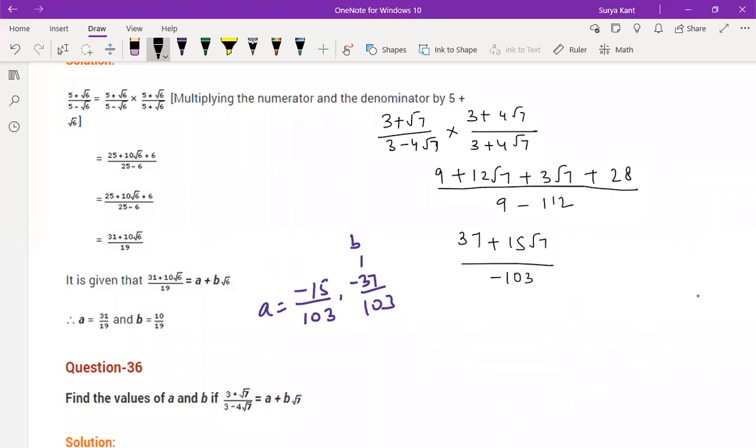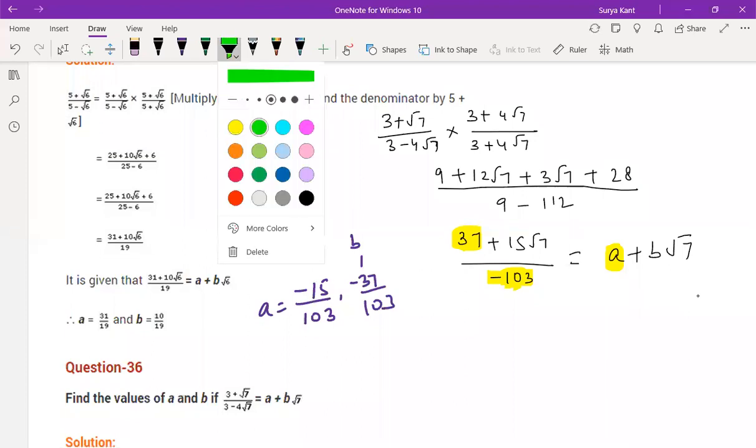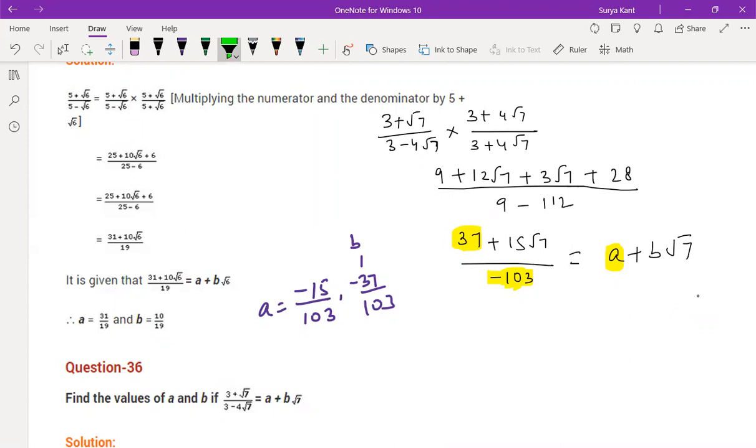So in the question they are asking for A plus B root 7. So A should be equal to minus. Shriyanvi, where are we making a mistake then? Here A is minus 37 by 103. He is getting the same answer that I am getting. Shriyanvi, where are we making the mistake? I accidentally did 15 plus 37 by 7. I accidentally swapped it around. See, A is minus 37 by 103 and B is minus 15 by 103.